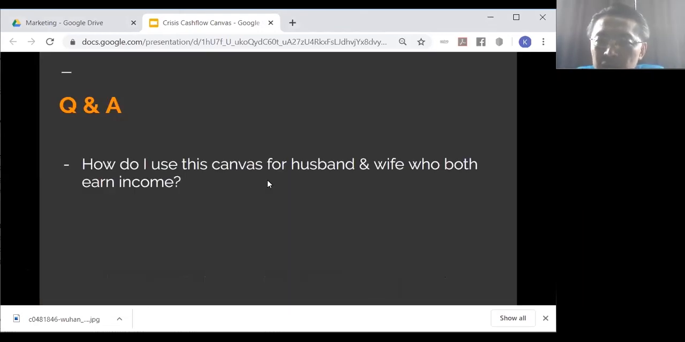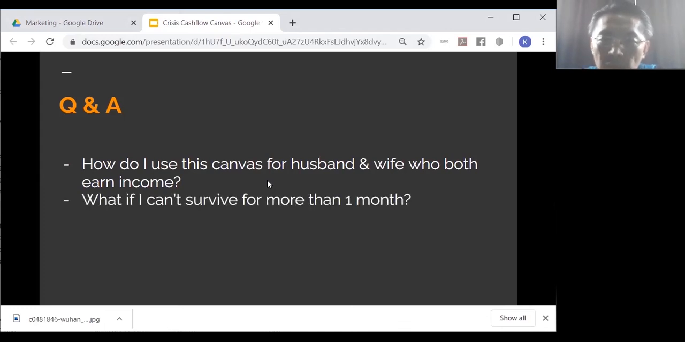So how do I use this canvas for husband and wife who both earn income? I did an earlier webinar and somebody was asking this. So if you are husband and wife earning income, you want to do each one, and then you combine it later. Of course, you have a scenario where the husband earns, the wife doesn't, then it is one income paying the whole family expenses. But we also have families where the husband and wife keep separate finances. It's also fine. Then basically everybody does their own.